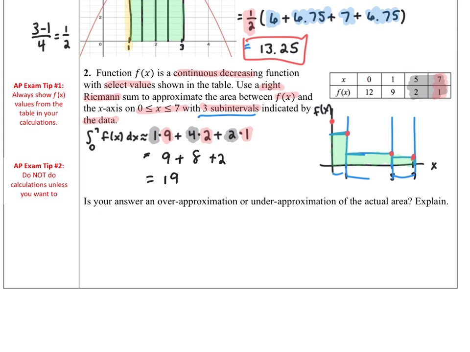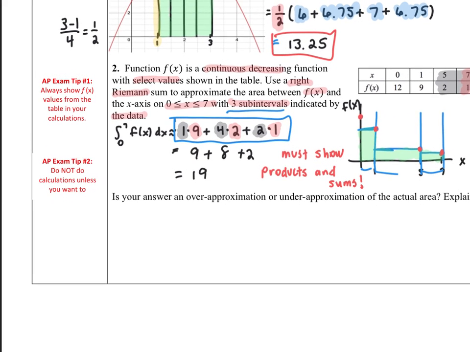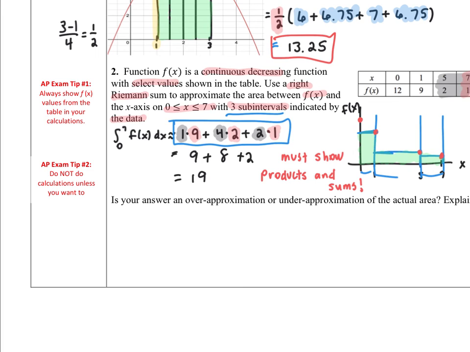The important part of this problem and the step that is mandatory is this one right here. Make sure that when you show the work on a right Riemann sum or left Riemann sum, that you show me the products and the sums. What needs to be shown is the products and the sums that are involved in this Riemann sum. And actually what you see for my AP exam tip number 2 is that the calculations, this part, is actually optional.